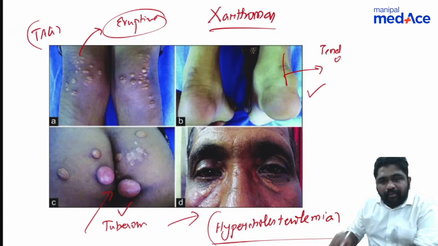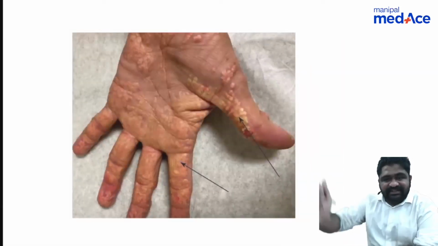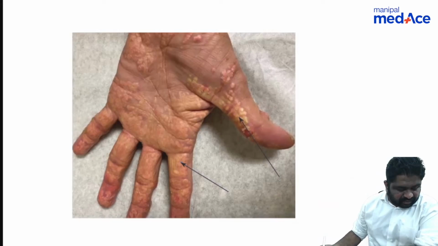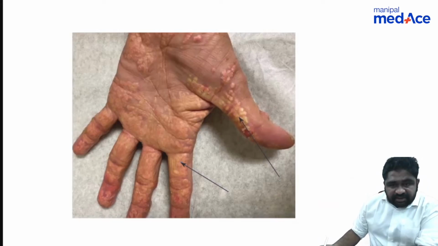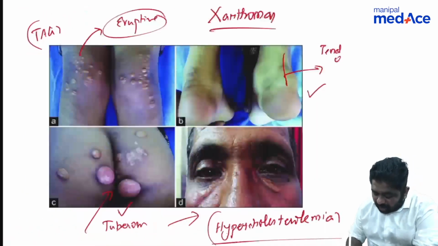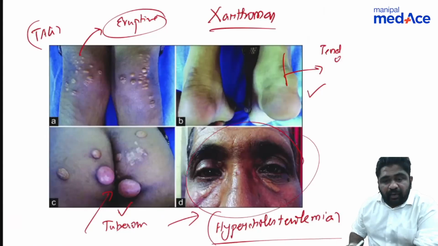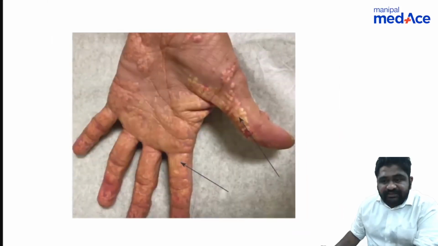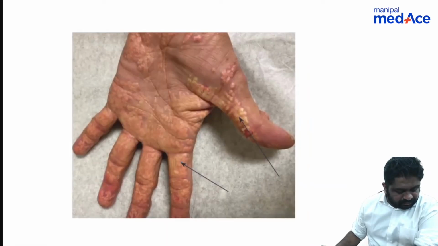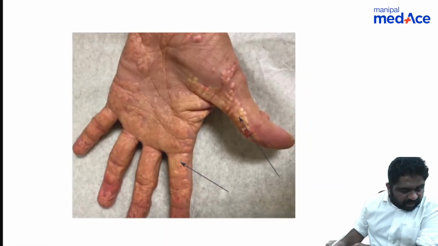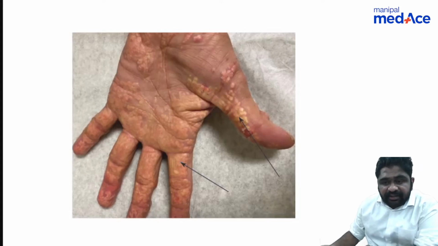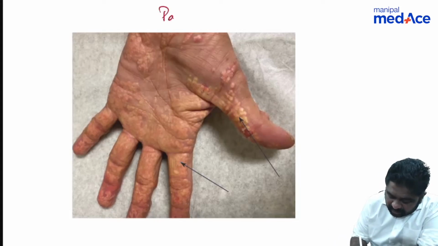Can anybody tell me one more type of xanthoma in hypercholesterolemia? What is this? Excellent, Krishna Priya. That is xanthelasma. What you have here is xanthelasma, a change that occurs on the face. What is this? Very good, Stardust. Very good, Narendran. They're correct. Tell me, what are they? These are called palmar xanthomas.